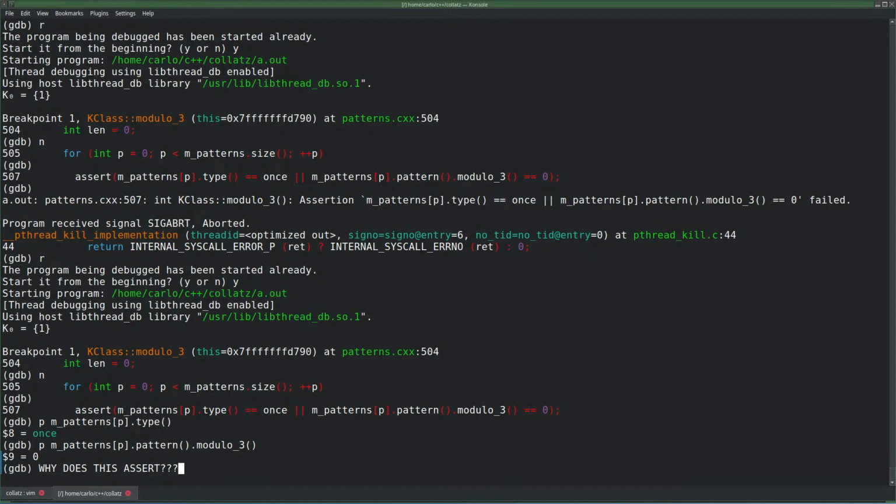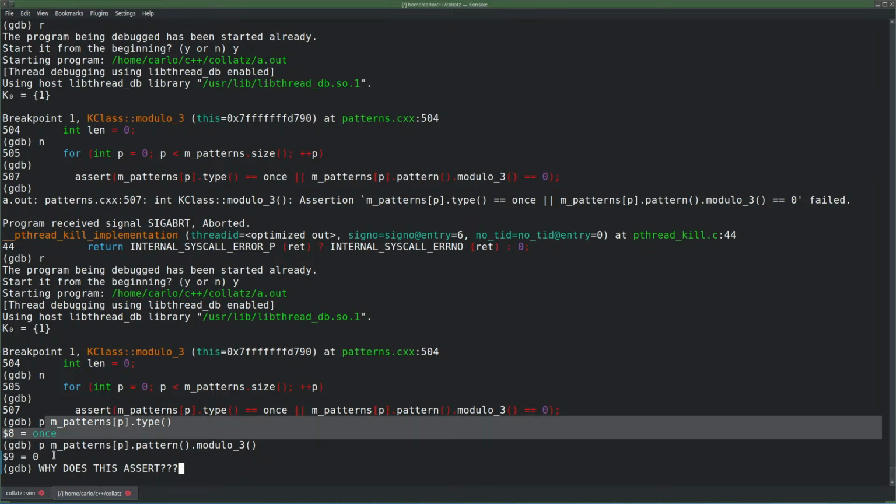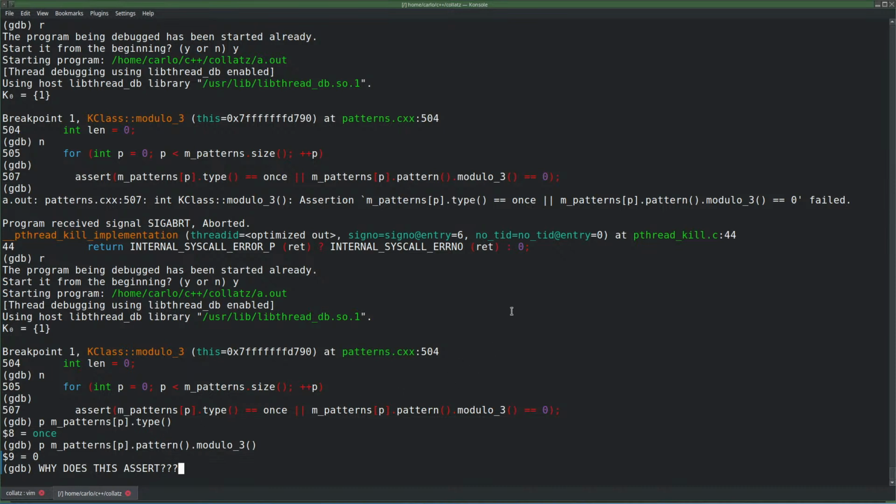Well, the problem is that this line asserts. See? Assertion m patterns p type equals ones or m patterns p pattern modulo 3 equals 0 fails. That means that this is false, and this is false. But if I print it, it's true. And even this is true. Both are true. So it does not make any sense whatsoever.